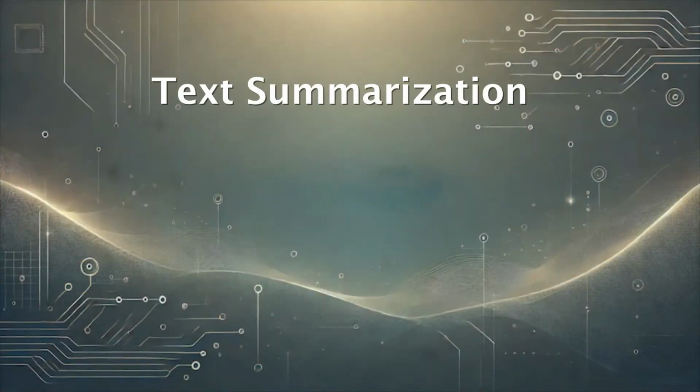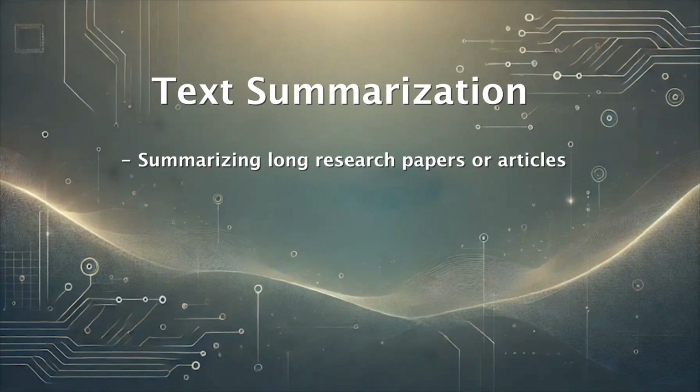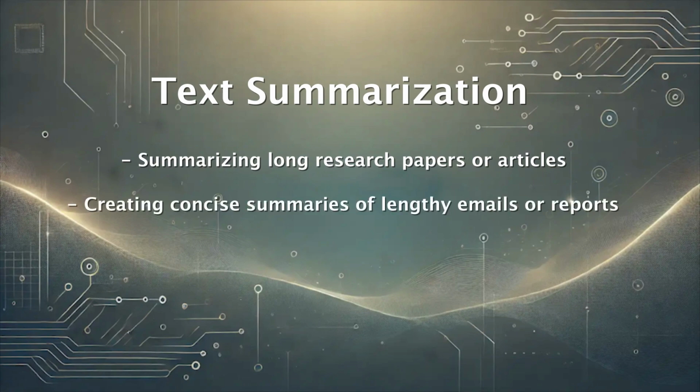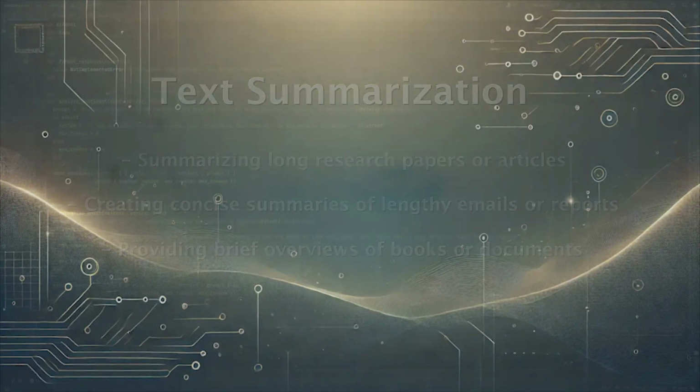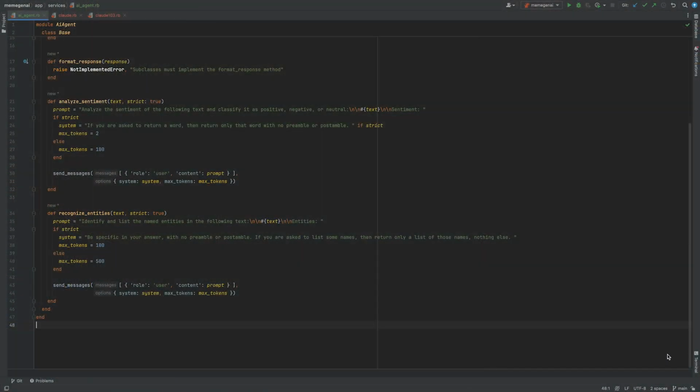Text summarization. As you'd expect, text summarization is the process of condensing a piece of text into its essential points, making it shorter while retaining its core meaning. Some applications of text summarization are summarizing long research papers or articles, creating concise summaries of lengthy emails or reports, and providing brief overviews of books or documents. Using Claude for text summarization, Claude is great at processing long texts and summarizing them into something shorter, making them easier to understand.